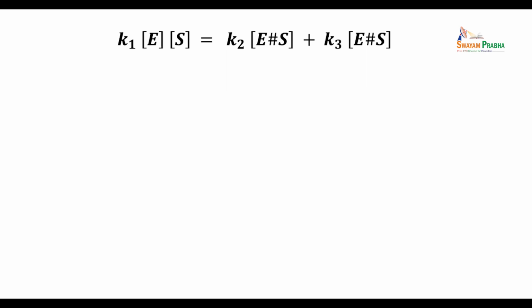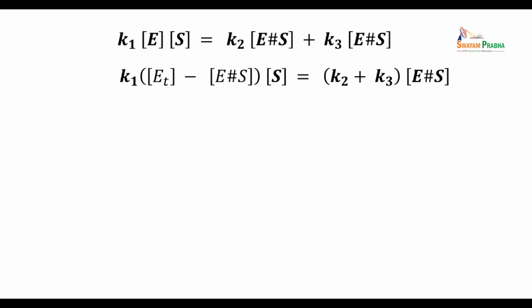That's the same equation, and we are just transposing this. We are collecting all the K1 into E. E is difficult to know, whereas ET we can have a handle on. Therefore, let us write E in terms of ET and the enzyme substrate complex.